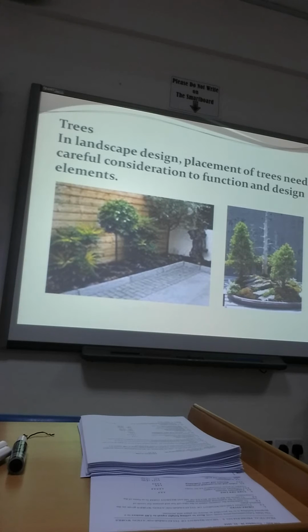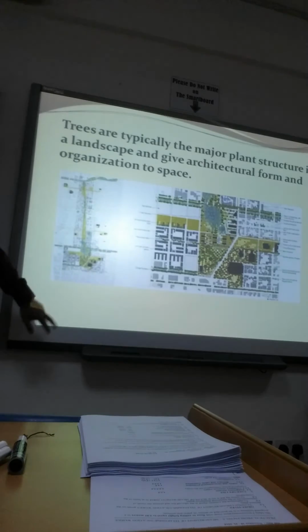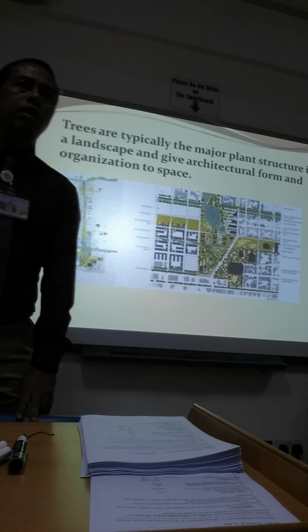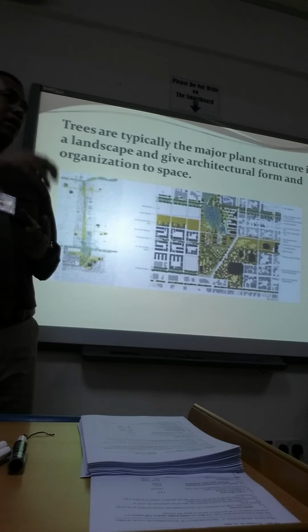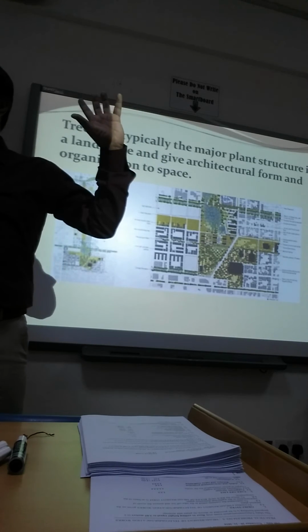Trees. In landscape design, placement of trees needs careful consideration for function and design elements. These are examples of trees. Trees are typically the major plant structure in a landscape and give architectural form and organization to space. Trees also contribute to the protection of the water table and to protection from flash floods. If it rains, the water will not go directly to the soil; it will be blocked by the tree leaves.